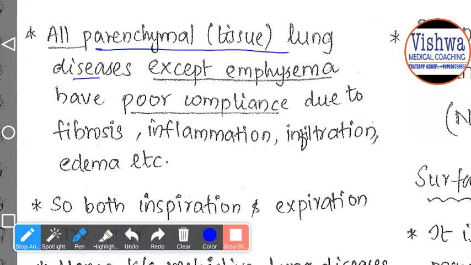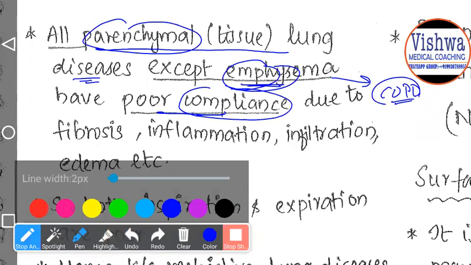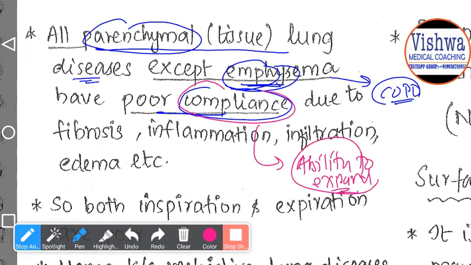All parenchymal tissue lung disorders, except emphysema. What is emphysema? It's a type of COPD. Remember that. Emphysema is a part of COPD. Has got poor compliance. Now, many questions can be designed on compliance. What is compliance? Compliance is the ability to expand. Because lungs should have a good ability to expand, because lungs have to inhale air and exhale air. So, poor compliance due to fibrosis.